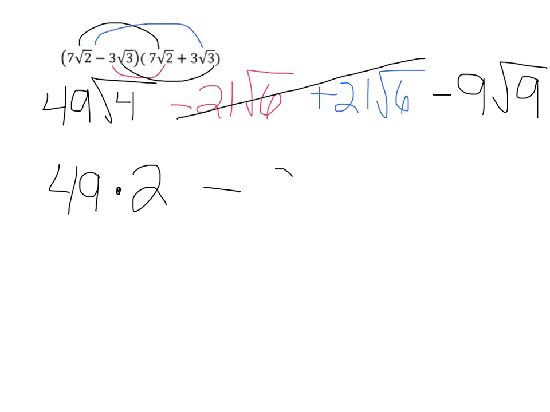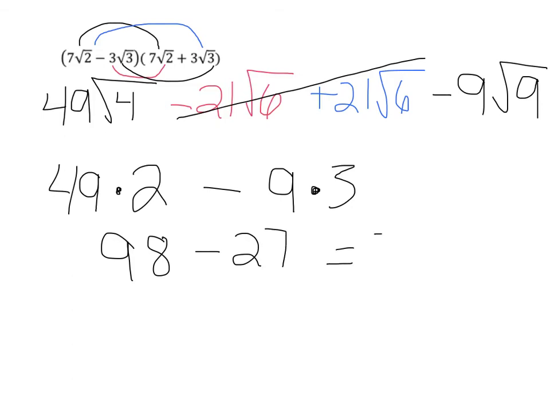Minus, I have my 9. And then I have my square root of 9, which can be reduced to just 3. The square root of 9 is 3. Continuing to simplify a little bit more, 49 times 2 is 98, minus 9 times 3, which is 27. 98 minus 27 is 71. So in this case, my answer came out to be a perfect number of 71.